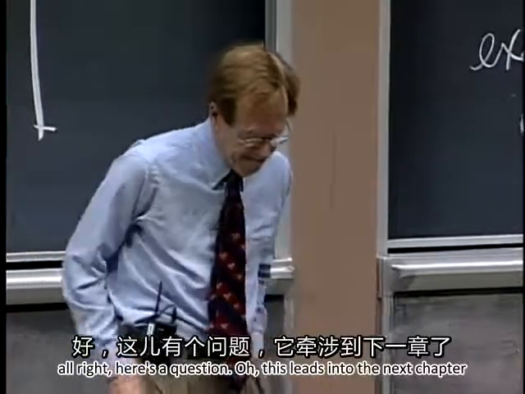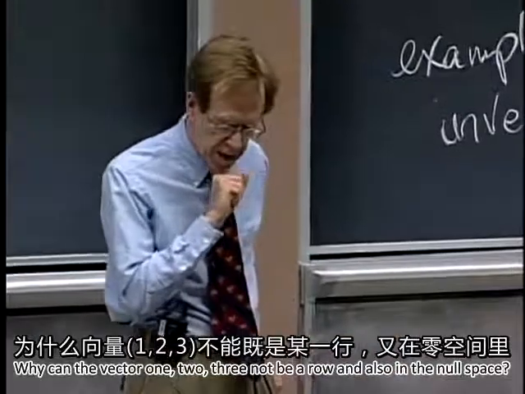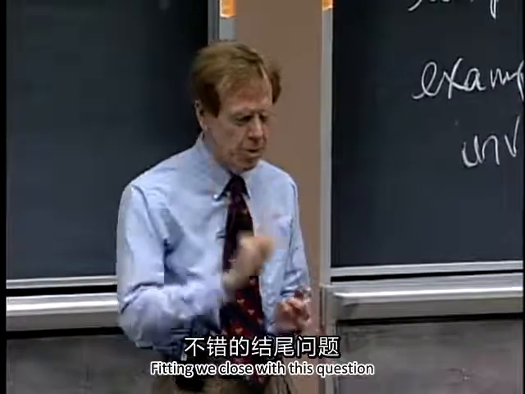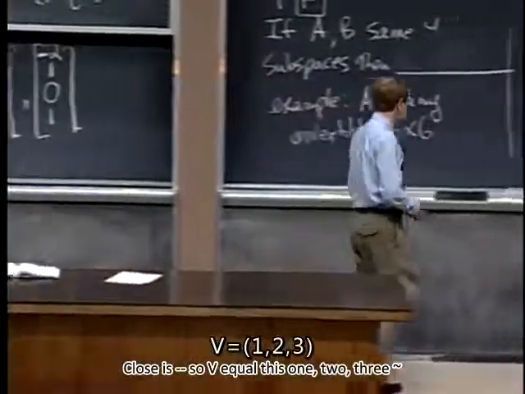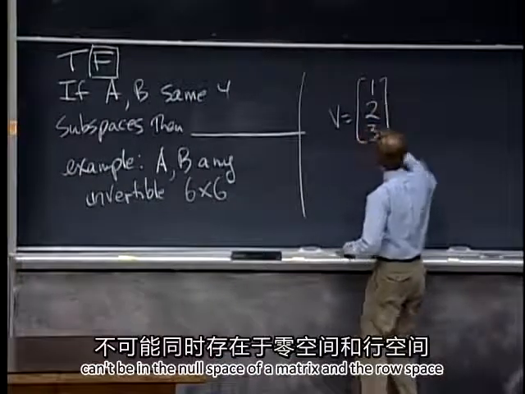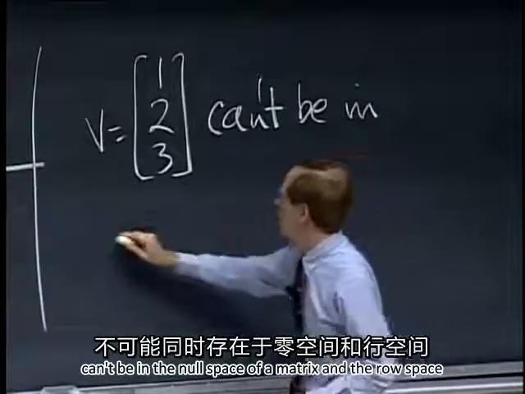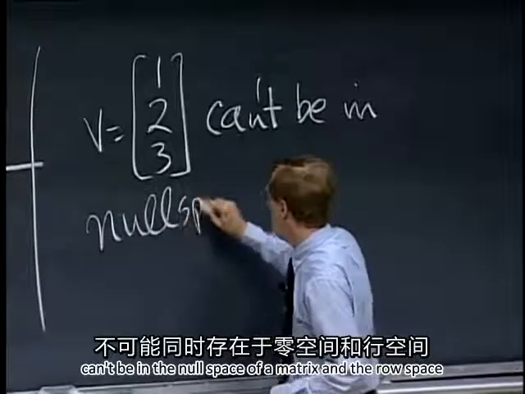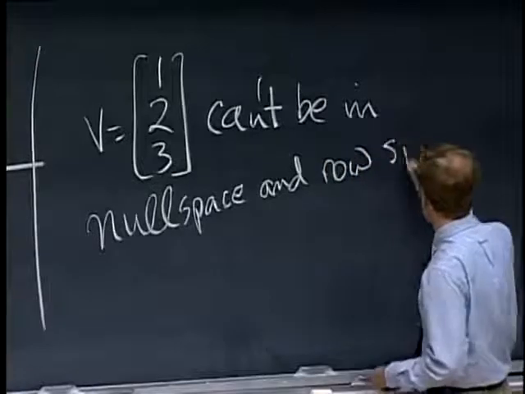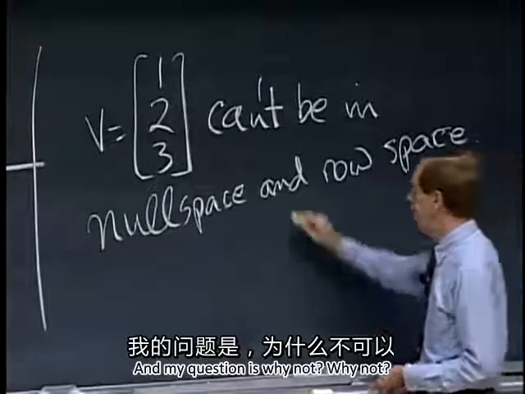Here's a question. This leads into the next chapter. Why can the vector 1, 2, 3 not be a row and also in the null space? Let me close with this question. So this vector 1, 2, 3 can't be in the null space of a matrix and the row space. And my question is, why not?